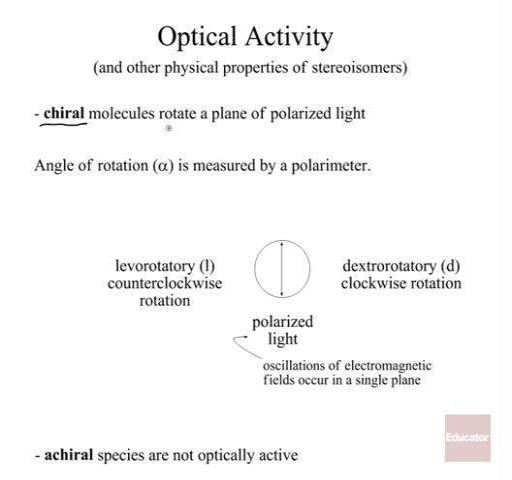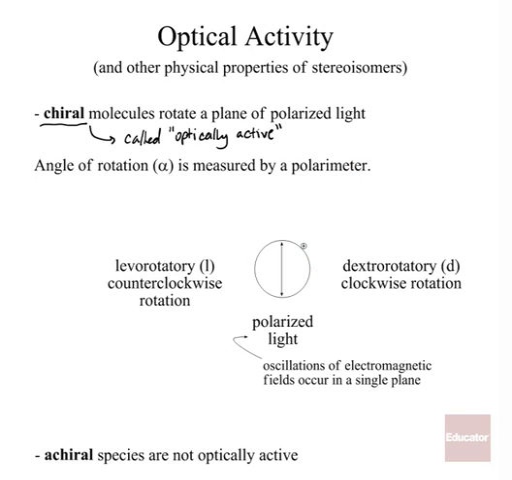For that reason, chiral molecules are called optically active. They are described as being optically active because they rotate a plane of polarized light. This angle of rotation, called alpha, the angle that it rotates, is measured by an instrument called a polarimeter. Now let's see what it means to be polarized light and how that plane might be rotated.